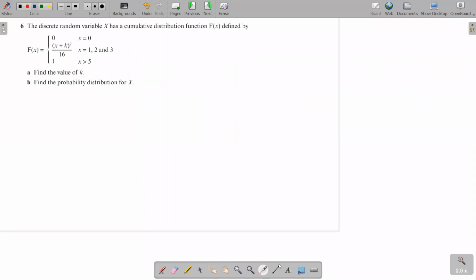Okay, so next I'll move to question number 6. They say the discrete random variable capital X has a cumulative distribution function capital Fx defined by, can you see? So this is a capital Fx function, and a capital Fx is also defining probabilities, or basically sum of probabilities, right? So it's 0 for x is 0, and you can see the sum of probabilities is given by this particular expression for x values 1, 2, and 3, and it is 1 for x values greater than 5.